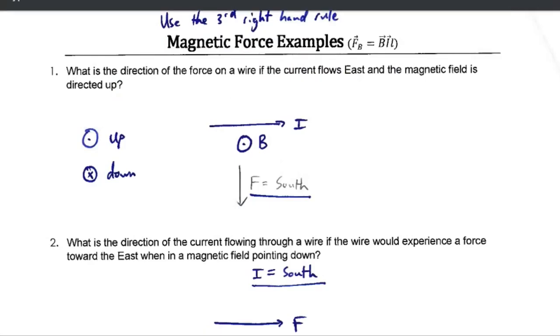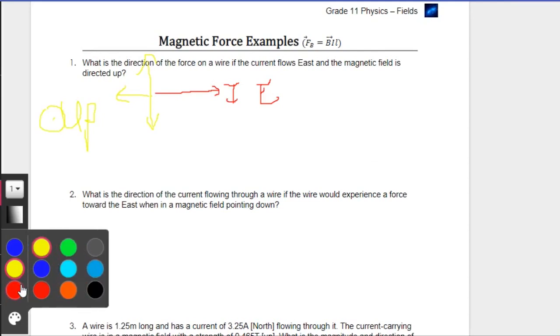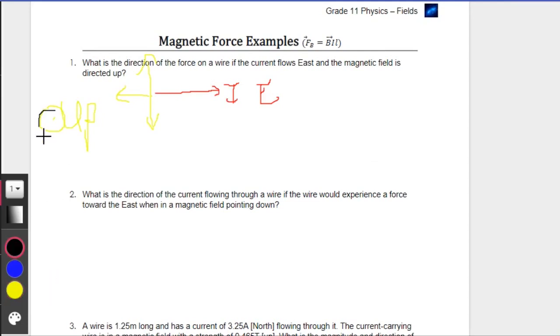So I believe on my notes over here, I had up just being a dot. Maybe need to use something that looks a little bit darker there. And down being like this. So the magnetic field is directed upwards, so we're going to represent it with our circle and a dot. Now it's your turn to give this a try here.